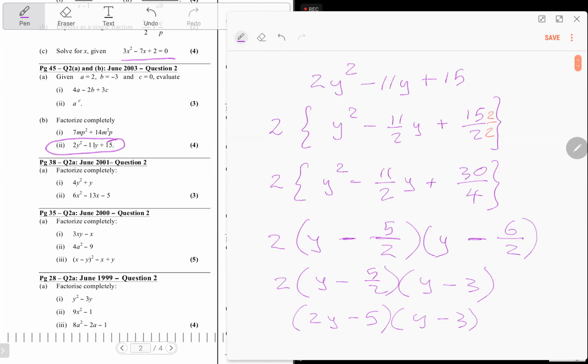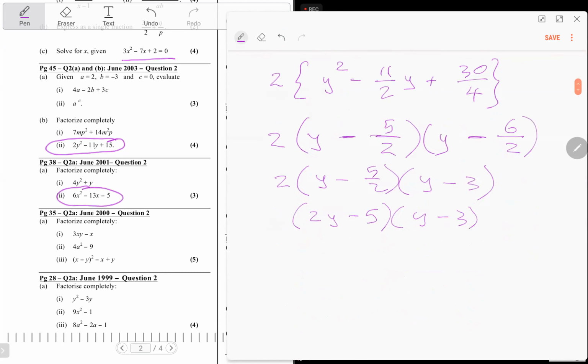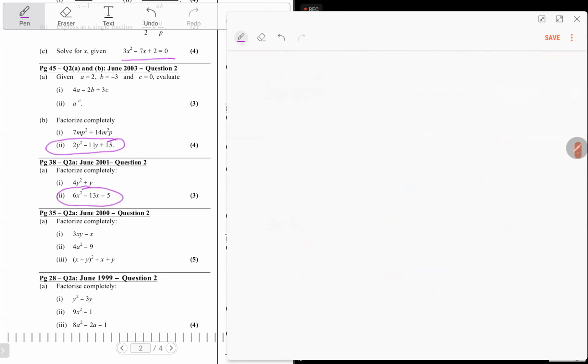Let's do another one. Let's do that one and see what happens. All right. So we're doing 6x squared minus 13x minus 5.